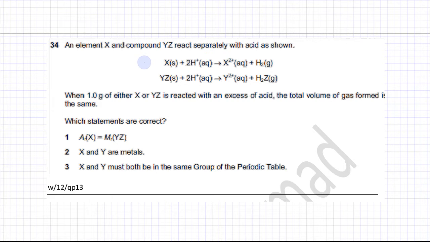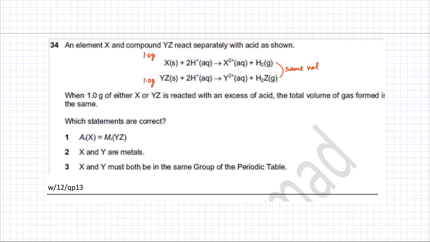This is 1 gram, and YZ is also 1 gram. And they reacted with an excess of acid, and the total volume of gas formed is the same. So at the end of the day, the volume of the gases formed is going to be the same volume. So that's the only information that is provided, and he's asking you to determine which of the following statements is correct.